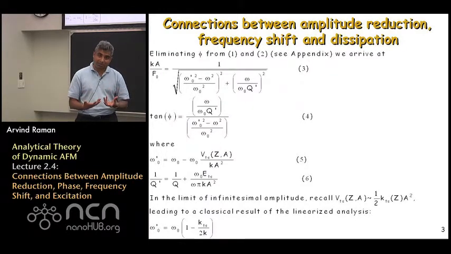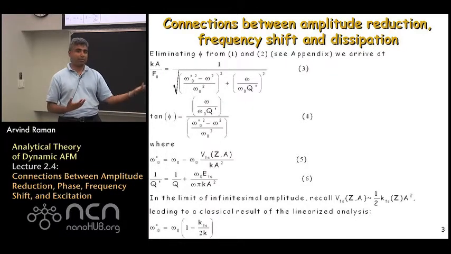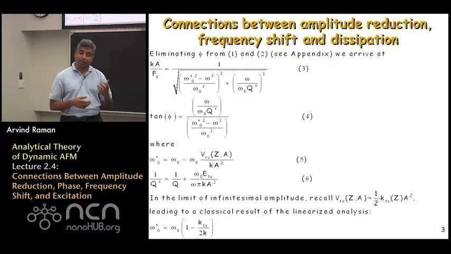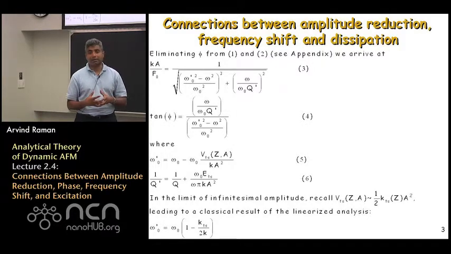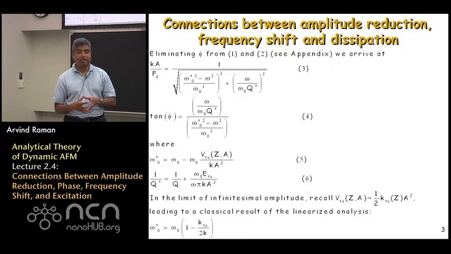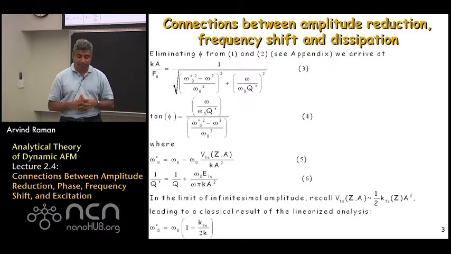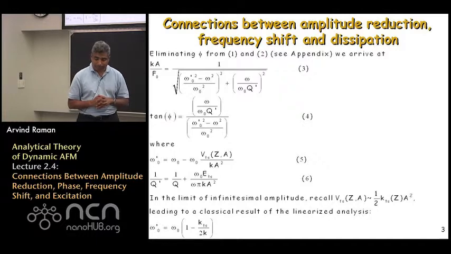In a similar fashion, the tangent of the phase is defined exactly in the same way as we defined it last week, except now we have this modified natural frequency omega naught prime due to the VTS, the virial term, and we have Q prime due to the ETS that modify our expression for the phase lag.